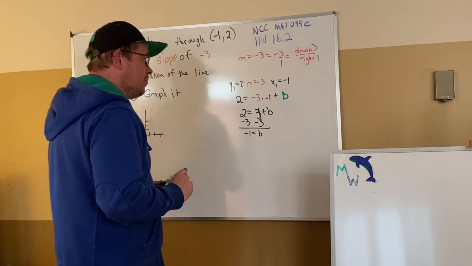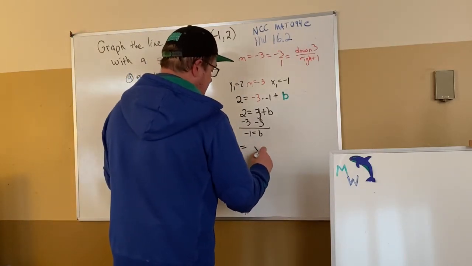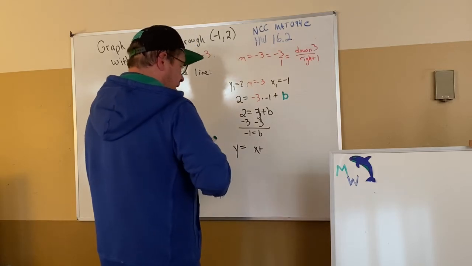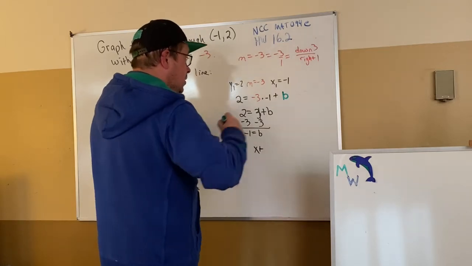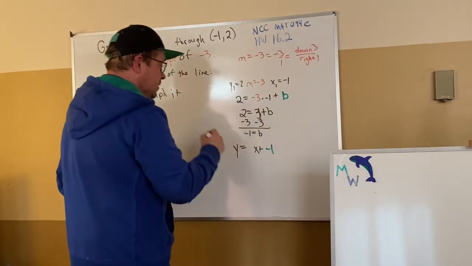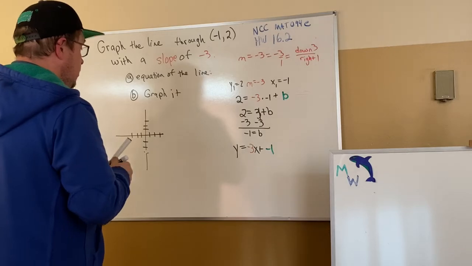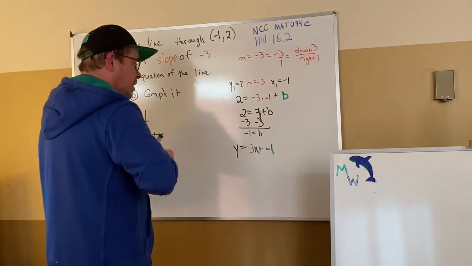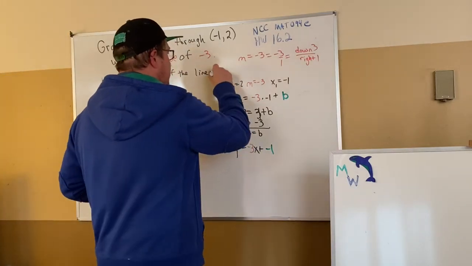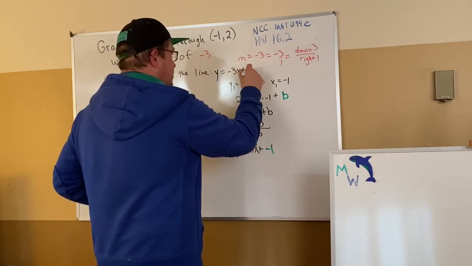-1 for b. Looks like what we got here is y equals x plus, for b I came up with just now, -1. Not too long ago, I looked and saw that they gave me -3 for my slope. Find the equation of this line. All right, y equals -3x plus -1. I do have to give them the y equals, and then the -3x plus the -1.